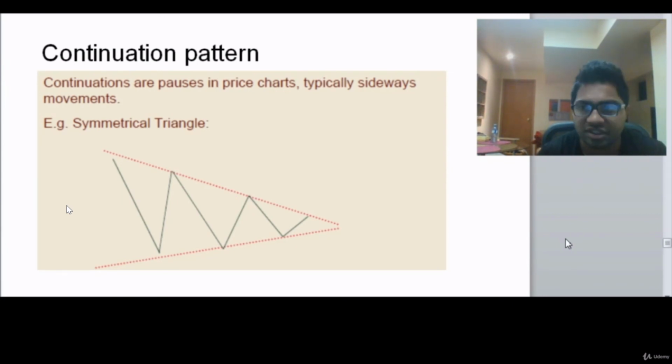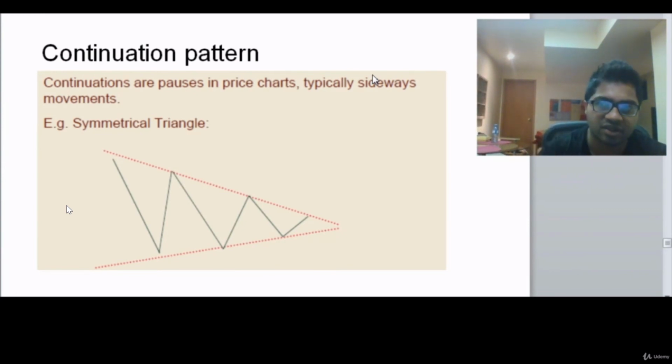Next is continuation pattern. Now symmetric triangle is a continuation pattern. It means that the stock was, let's say, moving in an uptrend, it consolidated in a triangle and it broke the triangle and it went up. Now when a triangle is formed like this, it is generally considered that the trend is continuing. The trend still has steam in it, so it is going to run further.